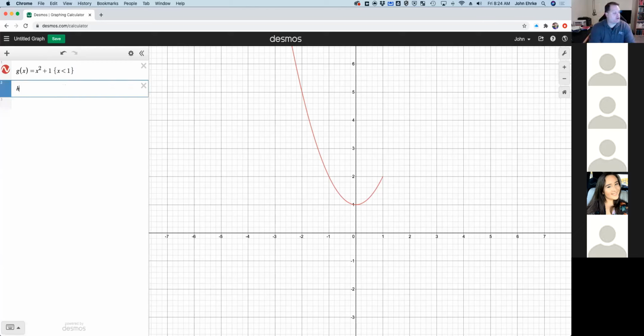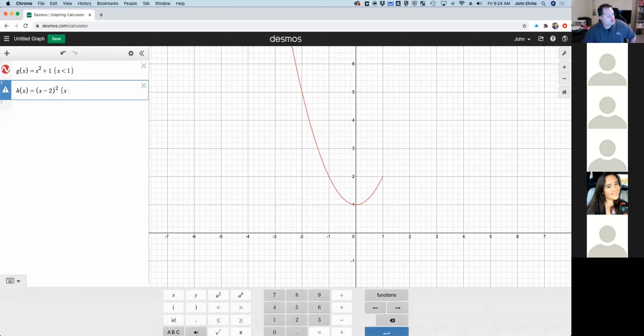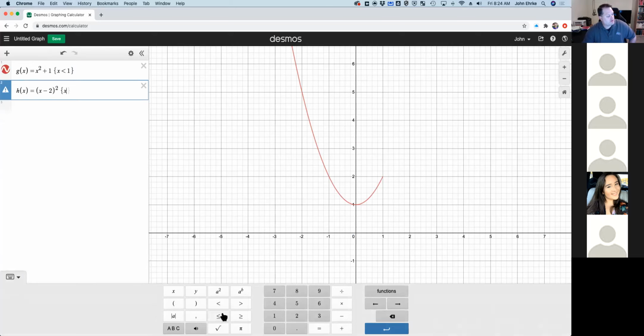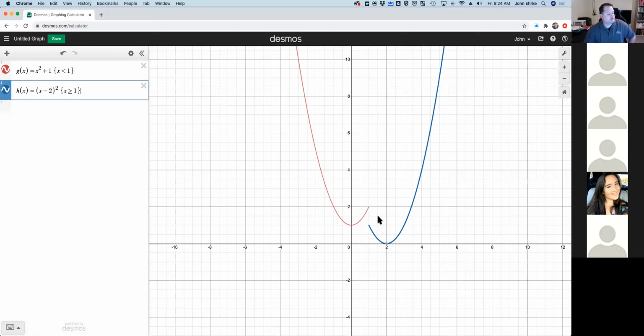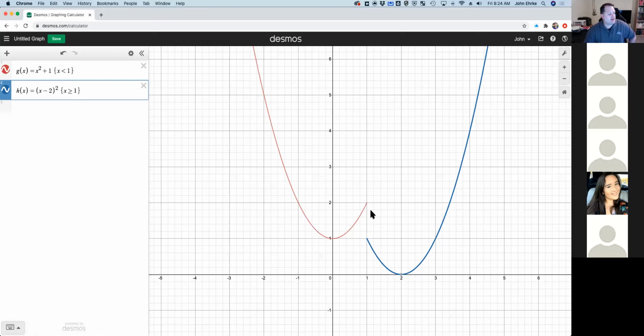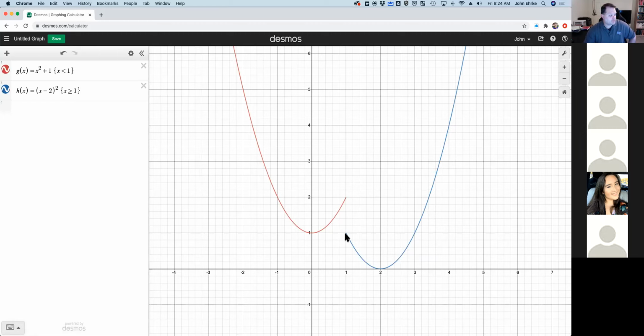And I'll name h of x the other function here. And it is x minus 2 squared. And once again, this is for x greater than or equal to. If you're looking for a greater than or equal to symbol, you can bring up the little keypad here at the bottom, and it's got all the less than, greater than symbols. So x greater than or equal to 1 would be the correct one here. So you can see that this is the graph that we're being asked the limit question about.